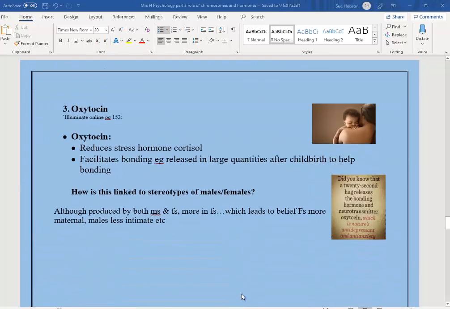And then finally, oxytocin. What does it do? It reduces the stress hormone cortisol. It facilitates bonding. For example, it's released in very large quantities after childbirth to help with bonding. How does that link with stereotypes? Well, although oxytocin is produced by both males and females, it's produced massively more in females at certain points, which leads to the belief that females are more maternal, and more intimate, and males less intimate, for example.